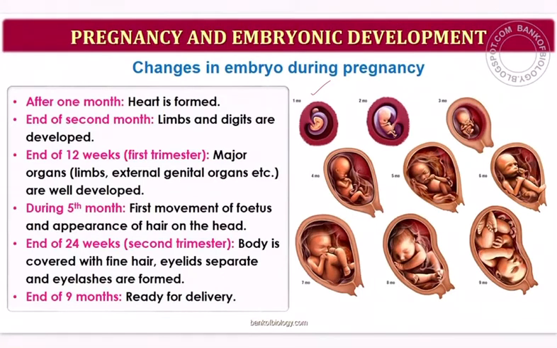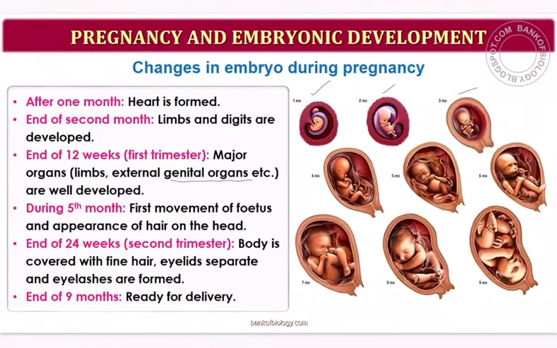And what are the changes that take place during pregnancy? Changes in the embryo: after 1 month, the heart is formed. That is great news. So within 1 month, the heart is formed. By the end of the second month, limbs and digits are developed. You can see the formation of hands and legs.